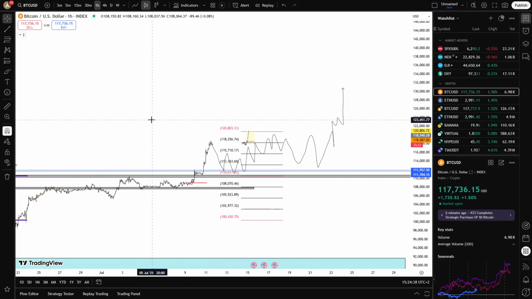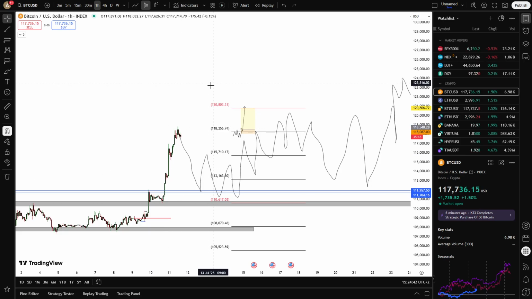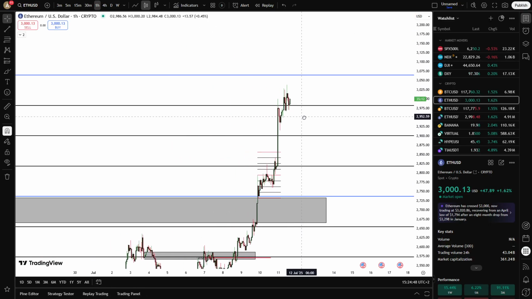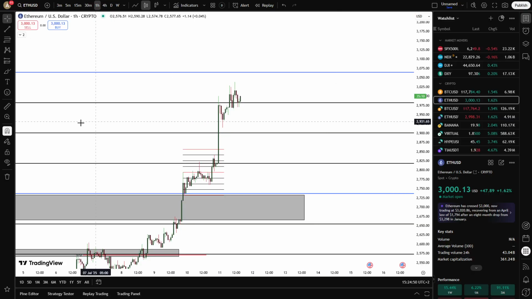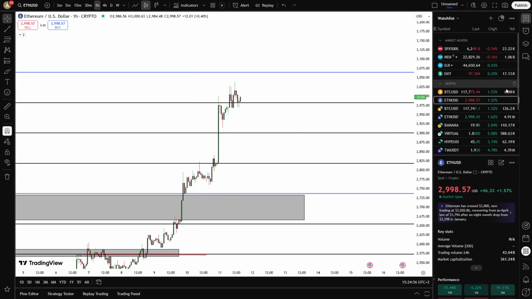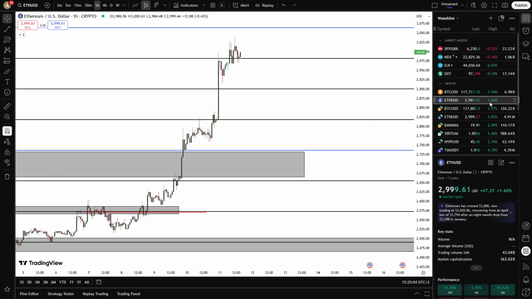This really does look like a logical scenario where we just chop around, form a new range, and then during that new range, ETH takes over and alts start popping off even more. So like I stated earlier, I'm really not that bullish on BTC here anymore. At least when you look at the potential upside versus downside, I think the better option is still ETH.